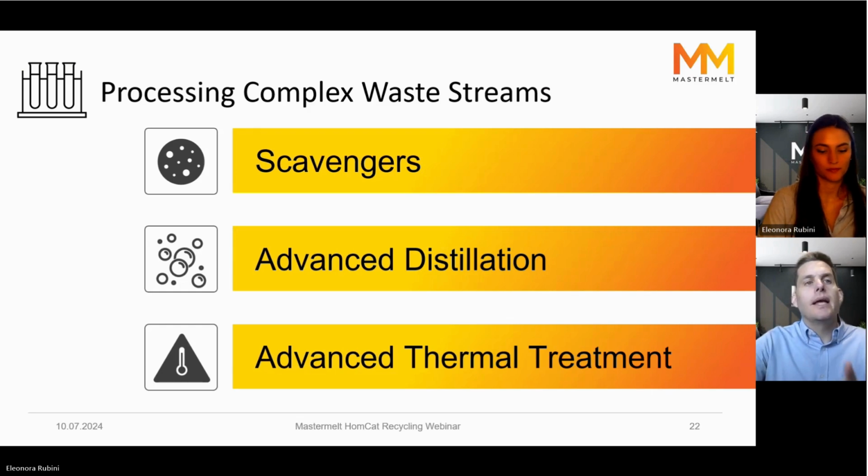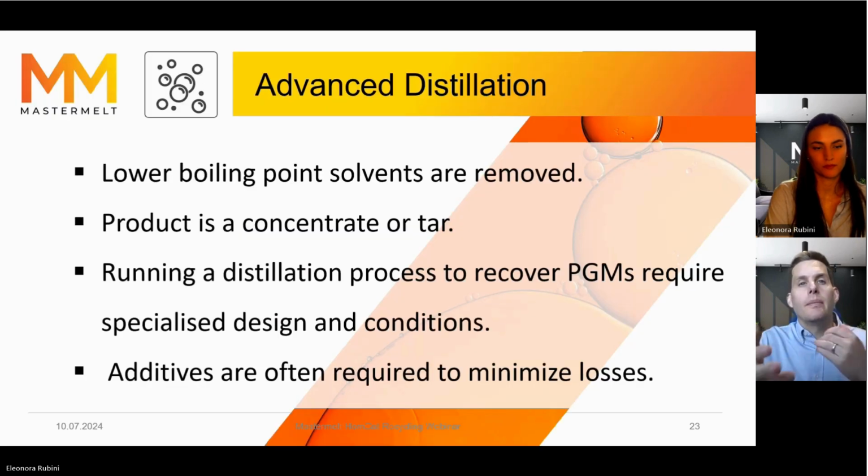So what's next? The next phase we talk about here is the advanced distillation and what that really means. Low boiling point solvents are removed from the matrix. They're boiled off and are held for further concentration or reprocessing. What we're left with is a product of a tar or a concentrate, which can then be sent for thermal pretreatment. Just to note that running a distillation process to recover PGMs does require some specialized design and conditions, and often we have to make additions along the way. So for every process, this is where we're optimizing what we're doing and making sure that it's the most effective.